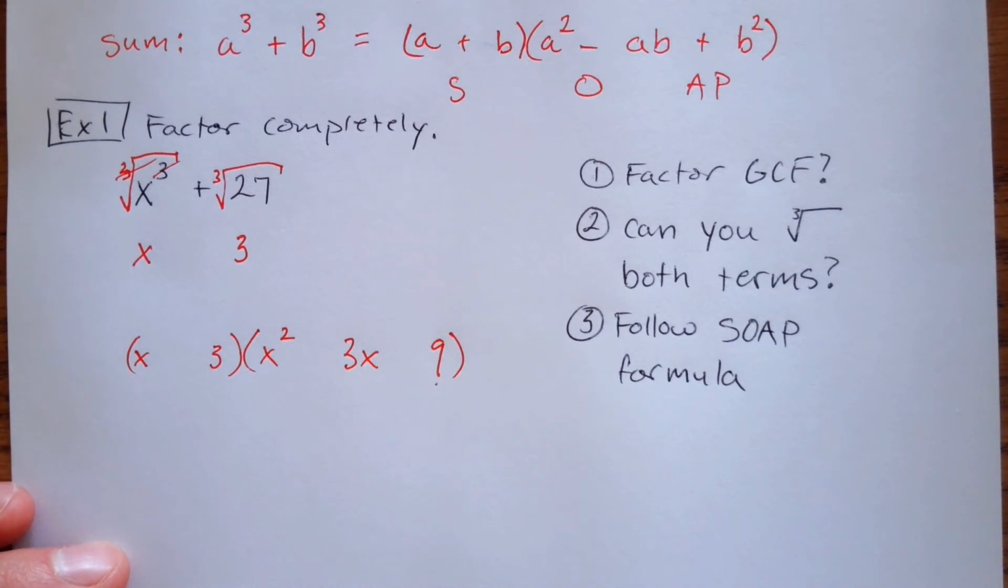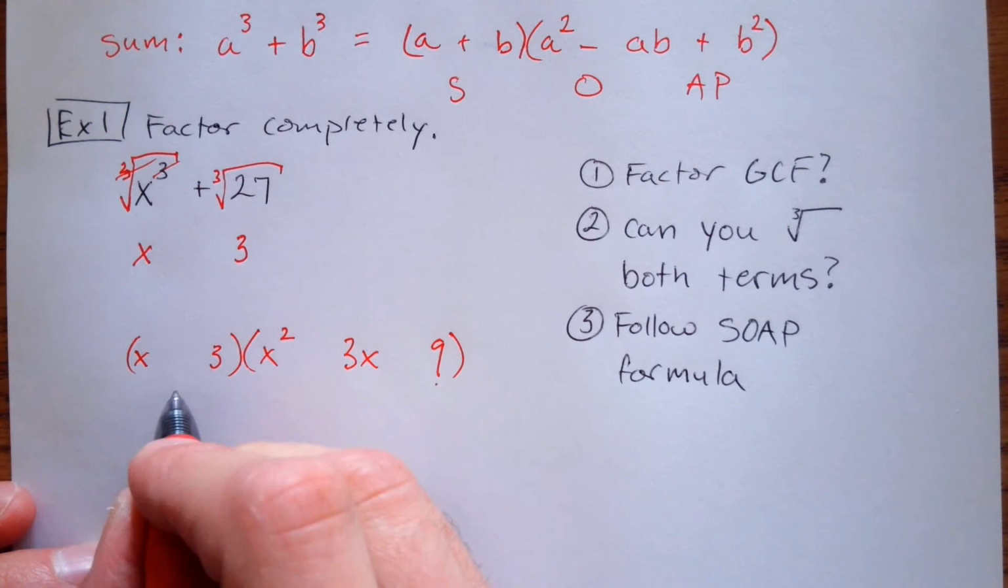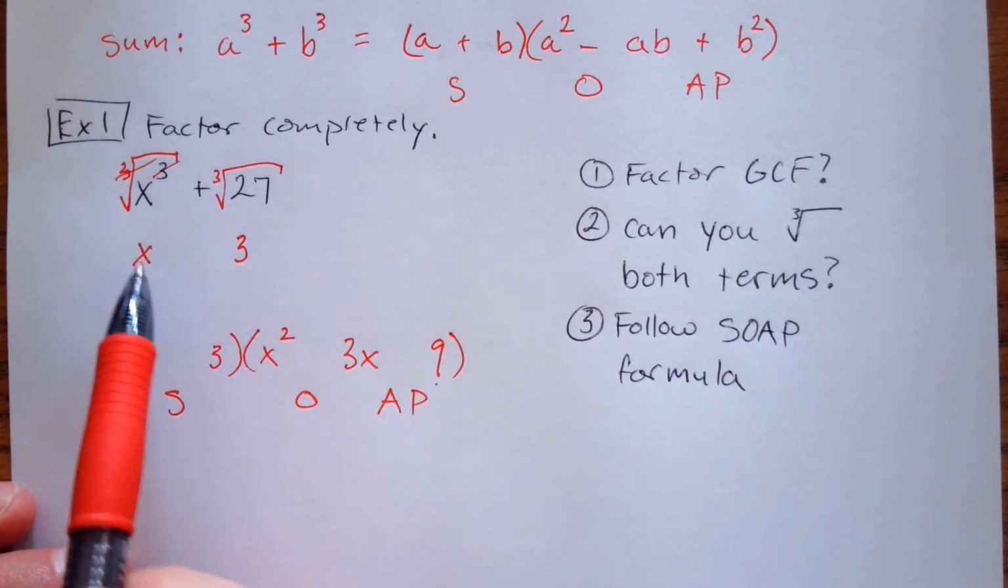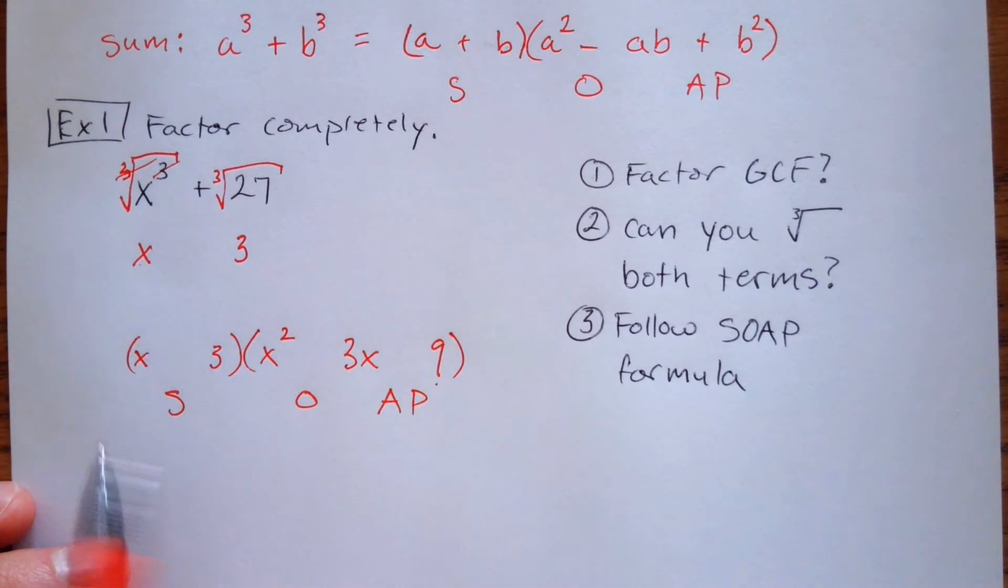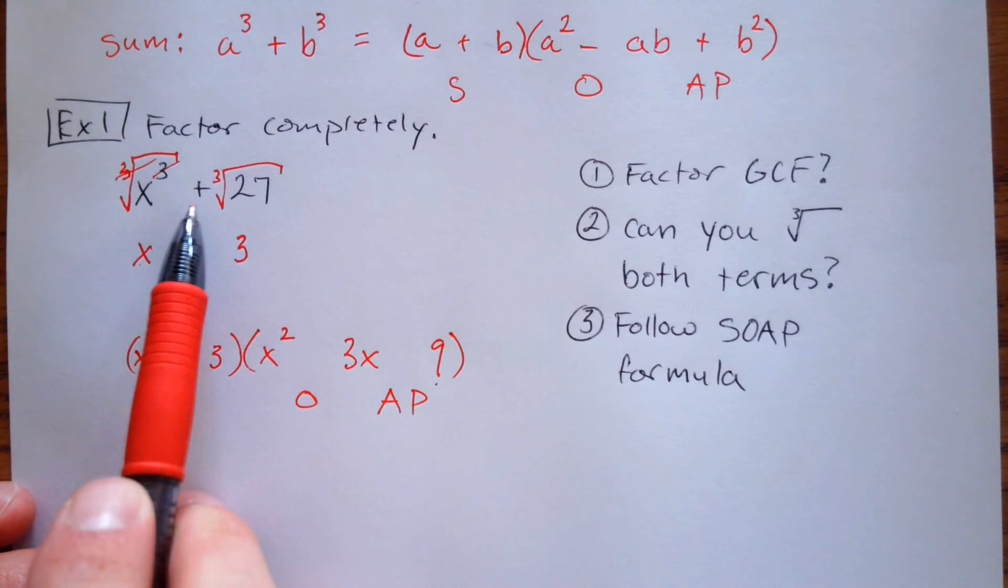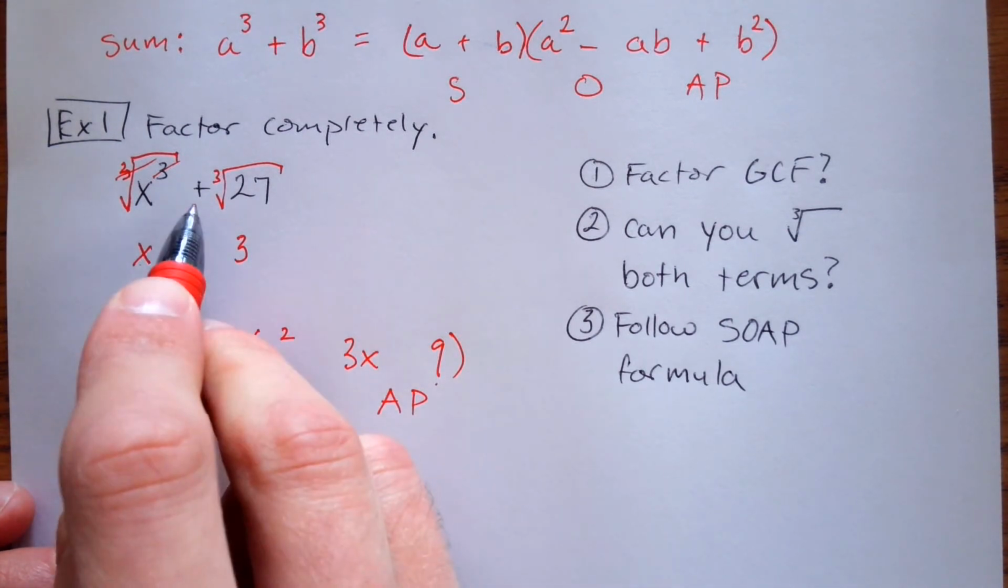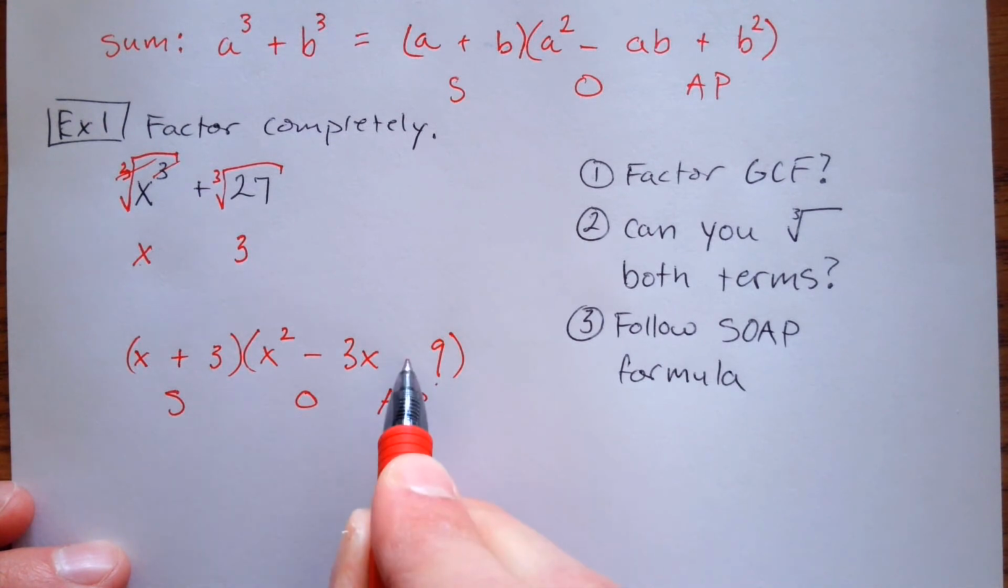And then we look at SOAP. I don't normally write this down every time. I just look at this, find these, and then write my answer. But same as what? Same as the original sign in between. So same, opposite the original, always positive.